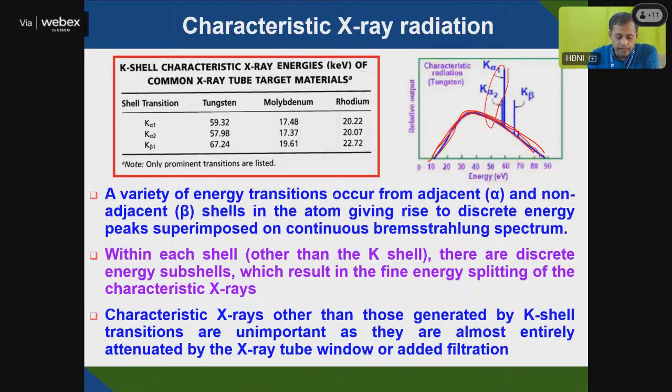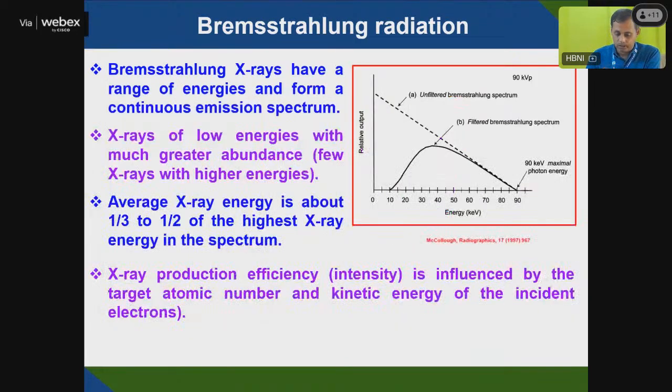If you see, a variety of energy transitions occur from adjacent alpha and beta shells. In addition, you will see the continuum in the spectrum. Within each shell there are discrete energy levels which result in fine energy splitting. K alpha 1, that is the L shell, 2s and 2p. Because of that, you are able to see all those alpha and beta characteristic X-rays. Other than those generated by the K shell are unimportant. Only the K shell is most important.